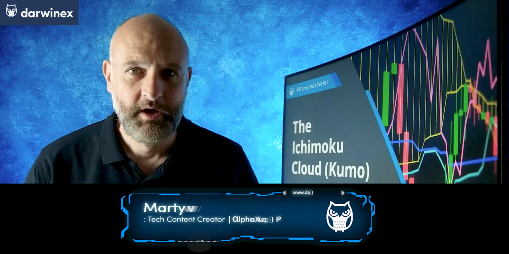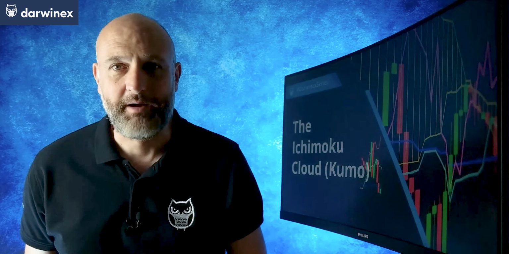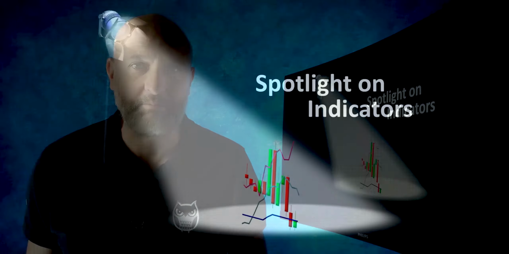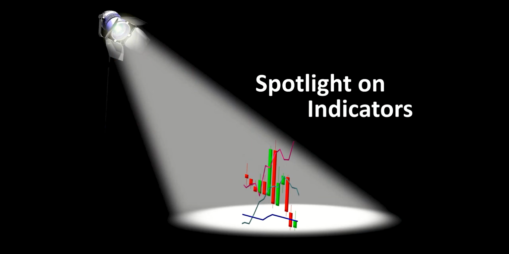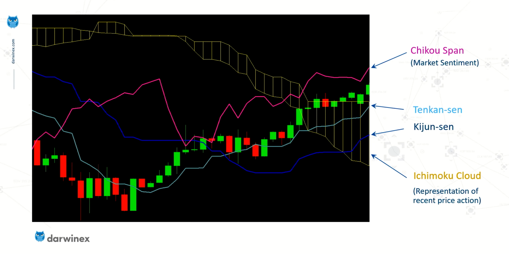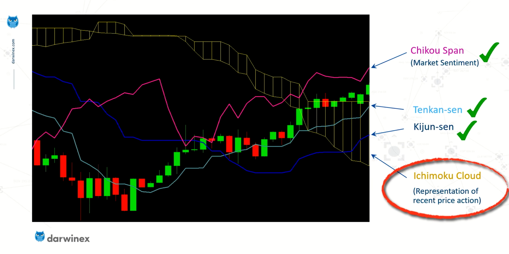The Kumo is a vital component within the Ichimoku indicator. It can provide a huge amount of information to help inform trading decisions. The study of Ichimoku, however, is just one of the indicators I'll be studying in detail in this Spotlight on Indicators series. Now, in previous Ichimoku episodes, I've covered the Chikou Span, the Tenkan Sen and the Kijun Sen, and now it's the turn of the Ichimoku Cloud.